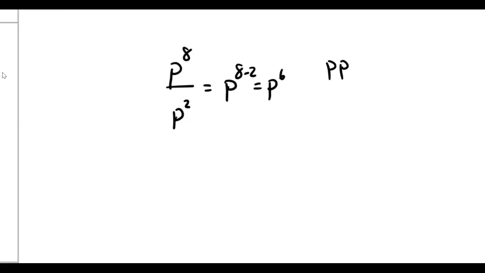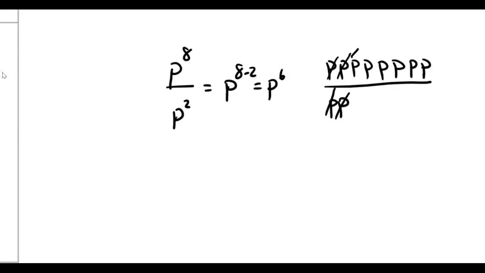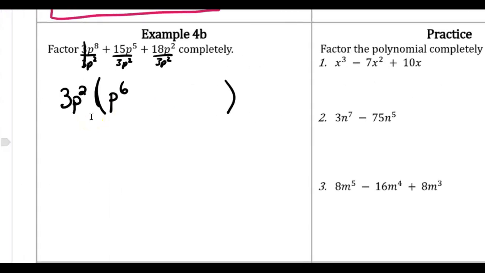The reason why that works, if you picture p to the 8th, that's like p times itself 8 times. And p squared is like p times itself 2 times. So if you notice, one set of p's cancels out with another, and what you're left with is 6 of them. So it's p to the 6th. So when you subtract, really what you're doing is saying how many did not cancel out.